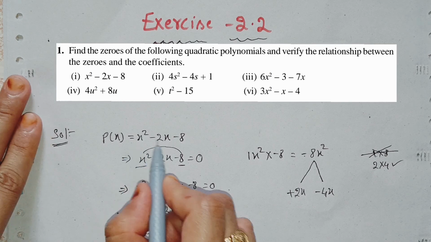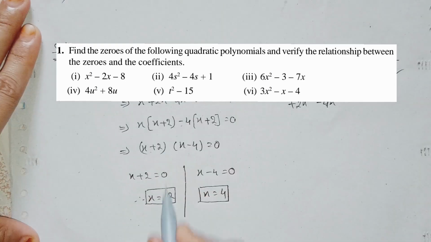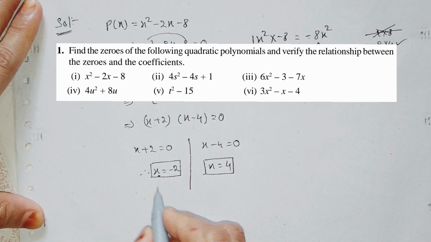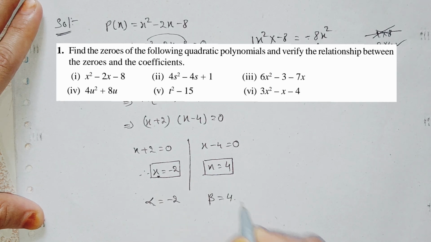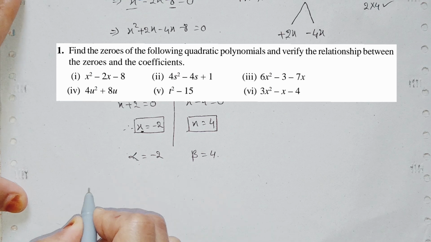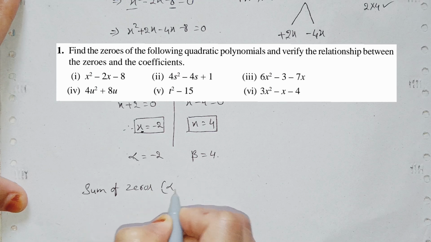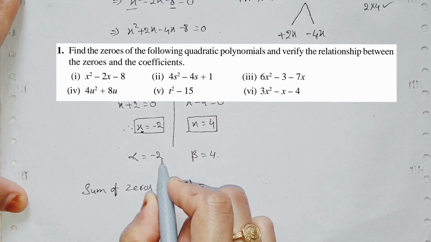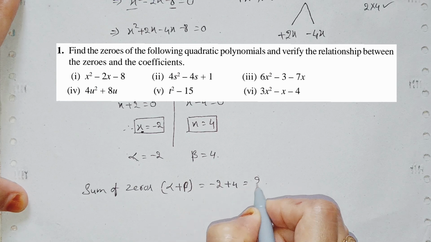As this polynomial is a quadratic polynomial in which the degree is 2, that's why we are getting two zeros, x is minus 2 and x is 4. So let us treat them as alpha equal to minus 2 and beta equal to 4. This is one zero and this is another zero. Now we have to find out the sum of both terms. So the sum of zeros is nothing but alpha plus beta. Alpha plus beta means minus 2 plus 4, which equals plus 2.